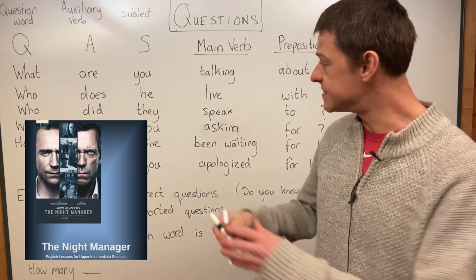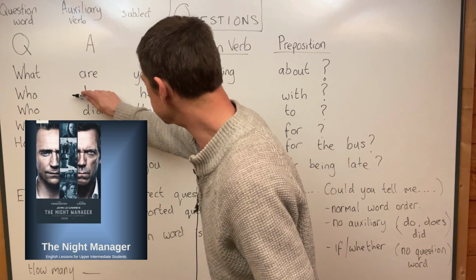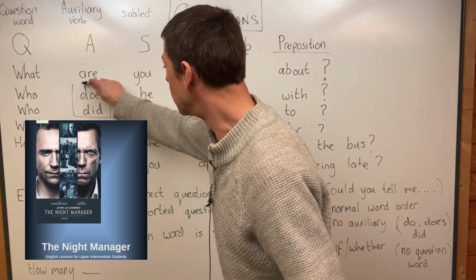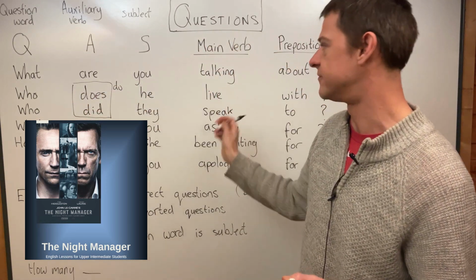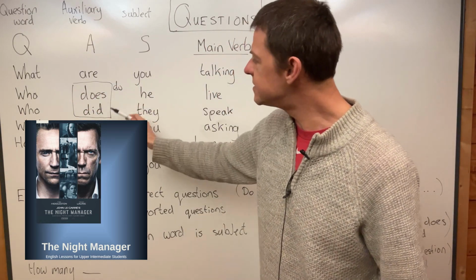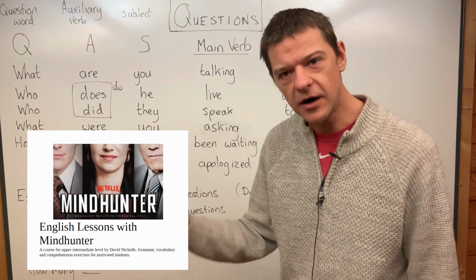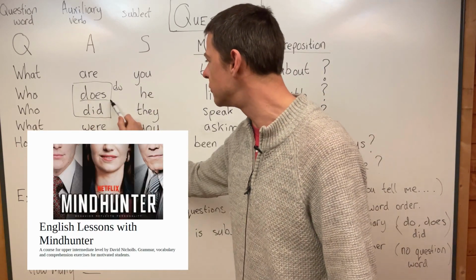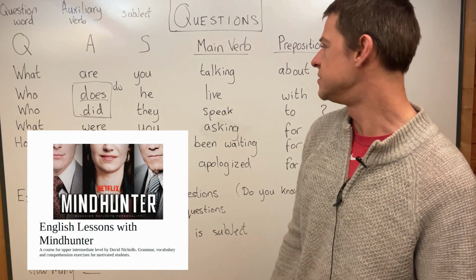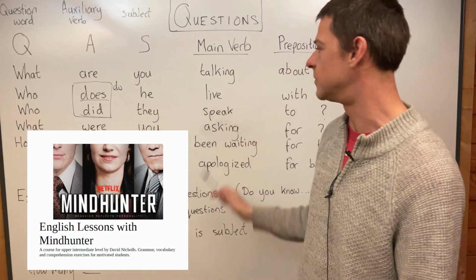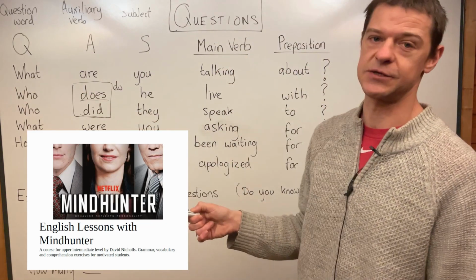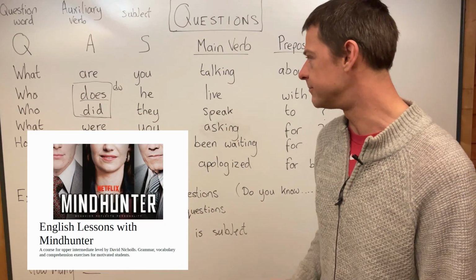And yes, this auxiliary verb does or did or do, if it's a you, yeah, if it's who do you live with, it will be a do. You need to use these auxiliary verbs in past simple and present simple when you make questions, yeah? You can't just say who he live with. You've got to say who does he live with? Who did they speak to? Okay, so that's something very important.